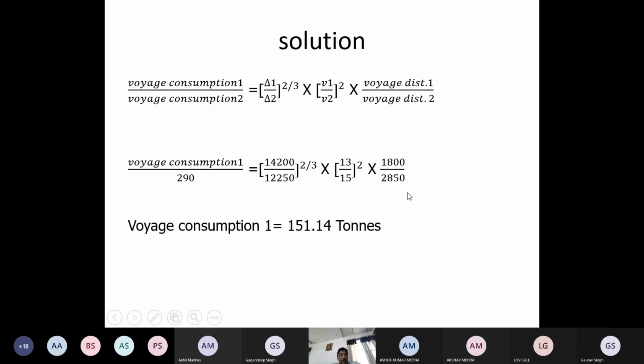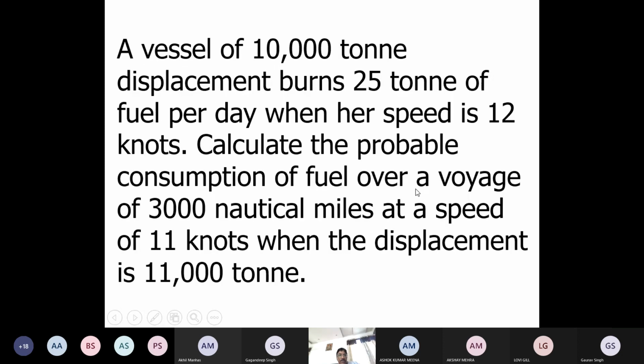चलो कर लिया तो दूसरा भी कर ही लो, लास्ट है इस टाइप का। A vessel of 10,000 ton displacement burns 25 tons of fuel per day when her speed is 12 knots. Calculate the probable consumption of fuel over a voyage of 3,000 nautical miles at a speed of 11 knots when the displacement is 11,000 tons. अब ये देख लो आपने कौन से मेथड से करना है, DC1 DC2 से या वॉइस कंजम्पशन दोनों से कर सकते हो. Select anyone and see the result.